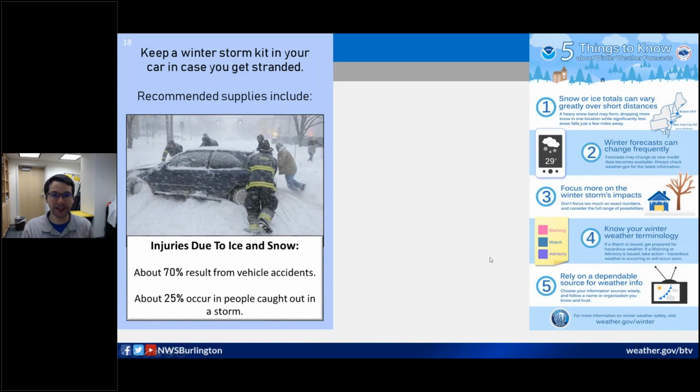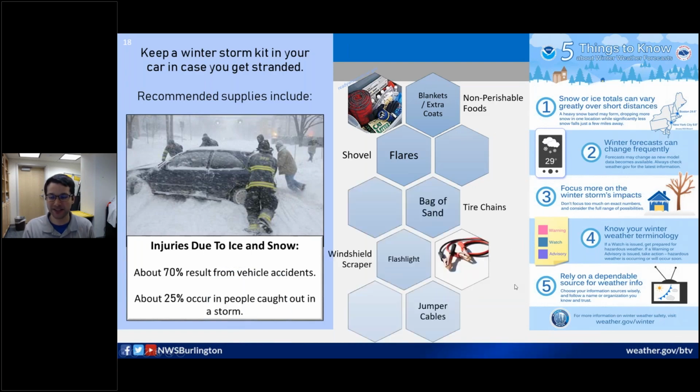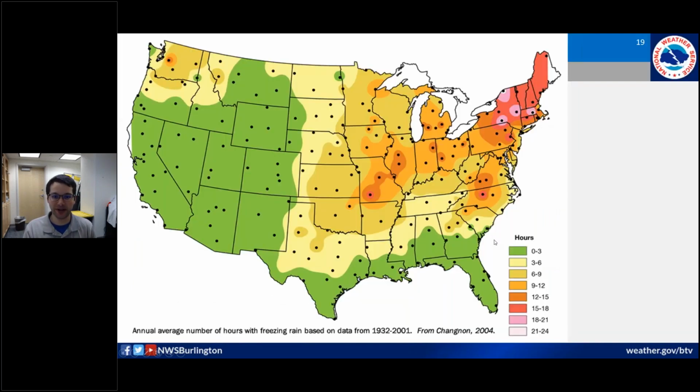It's important to keep a winter kit ready in your car with recommended supplies, including blankets and extra coats, shovels, flares, a bag of sand, and tire chains, just in case you don't have snow tires. And of course, have plenty of windshield wiper fluid and jumper cables if needed. And then know the roads before you go, have multiple ways to receive weather information, and make sure that the weather forecast hasn't changed and impacted your roads. Understanding our watches and warnings, the terminology of the products that we issue, is important as well. And then have a dependable source to receive your weather information.